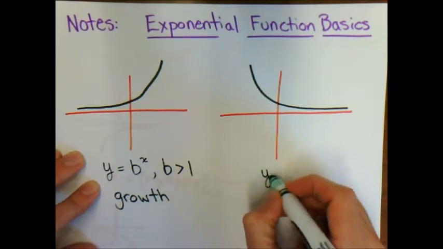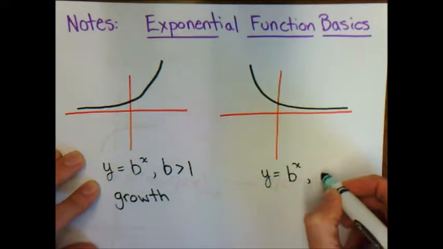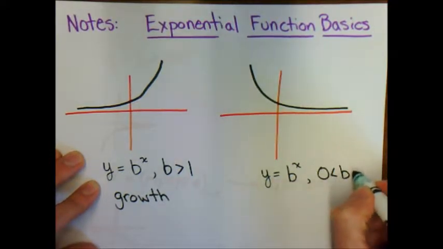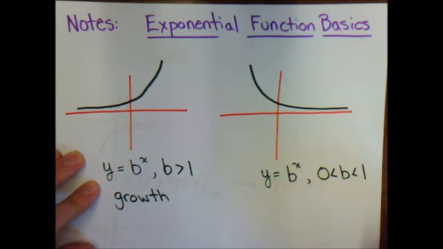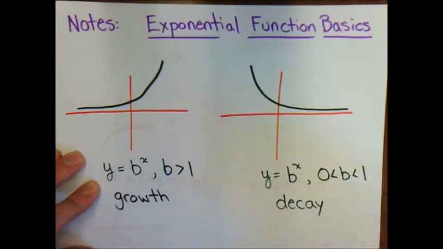On the right, we have the graph y equals b to the power of x, where b is greater than 0 but less than 1. It is a fraction or a decimal. And this is, again, a decay model.